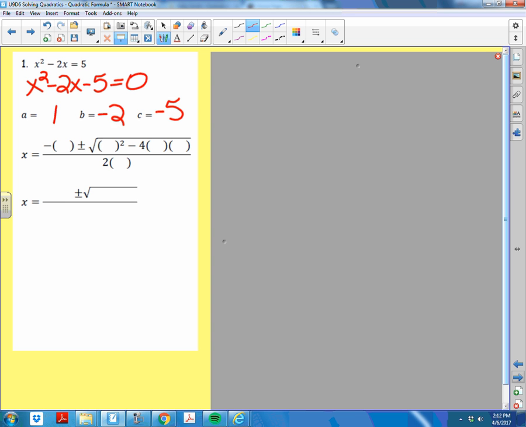I'm sorry. So now I'm going to start filling in. It's negative b plus or minus the square root of b squared minus 4 times A times C, over 2 times A. I just plugged in my A, B, and C values where they go.